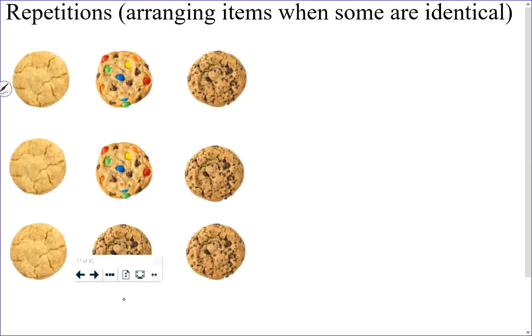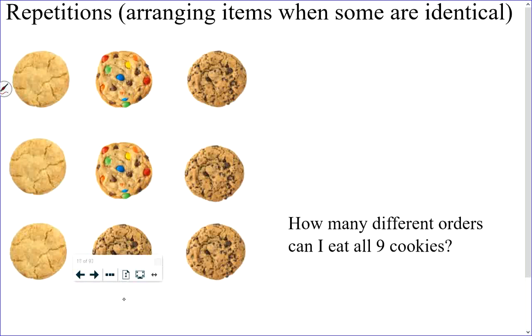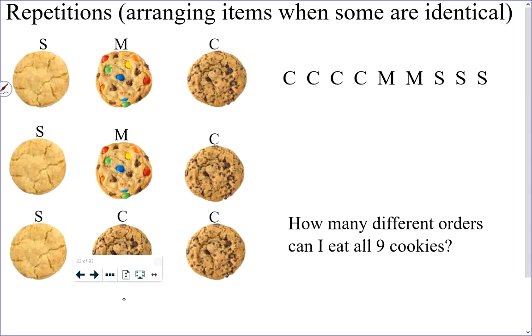And I want you to notice I've done a fairly nice job here. These cookies are absolutely identical. Those 3 Snickerdoodles, you can't tell them apart. But even if they are physically different cookies, they're the same kind of cookie. So when I say, how many different ways can I eat all 9 cookies, I've got S for Snickerdoodle, M for M&M's, and C for chocolate chip. This is an arrangement of them.